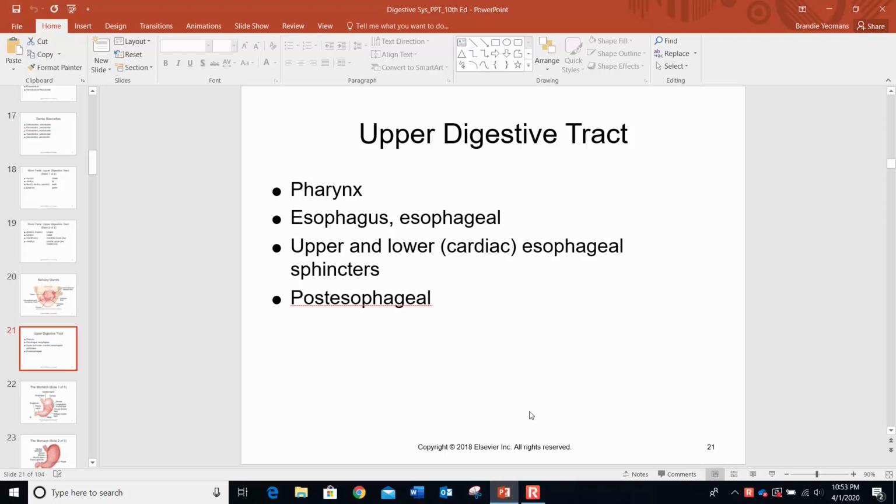Alright, so this is part 2 of the digestive tract. We're going to go ahead and get started with this and see just how well we do.